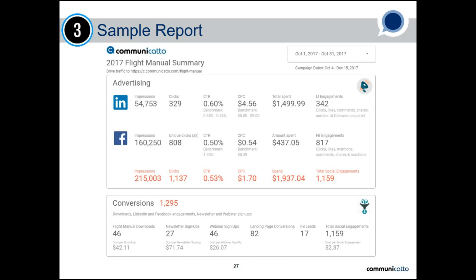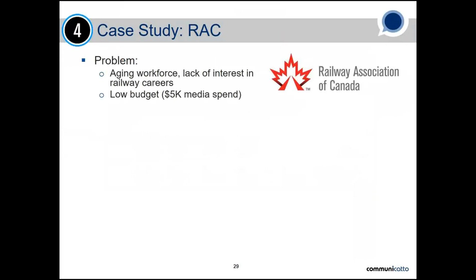Okay, case studies. The handsome folks at the Railway Association. Let's talk about them really quickly here. This is something that we did for them, I think it was the spring of last year. The Railway Association of Canada has a bit of a problem where their workforce is aging, and I guess there's a lack of interest in railway careers.